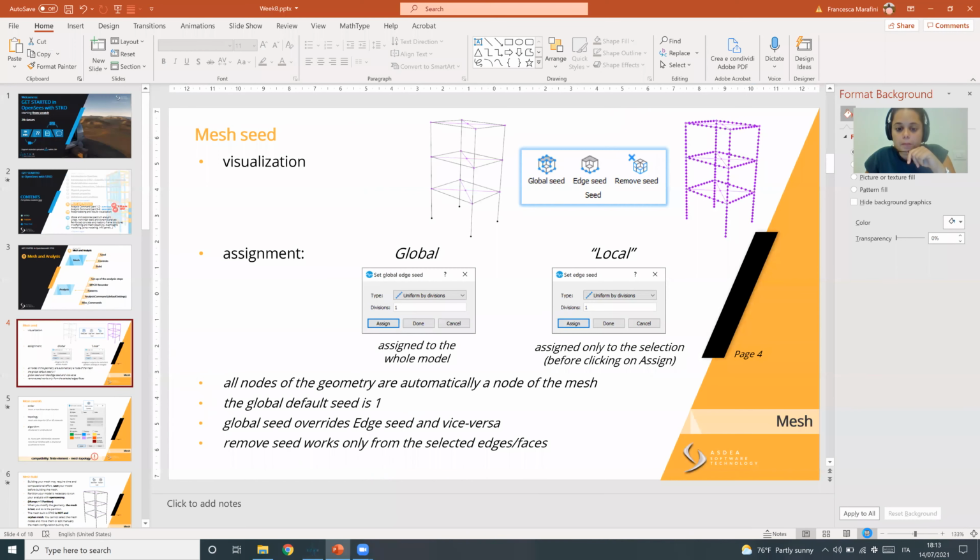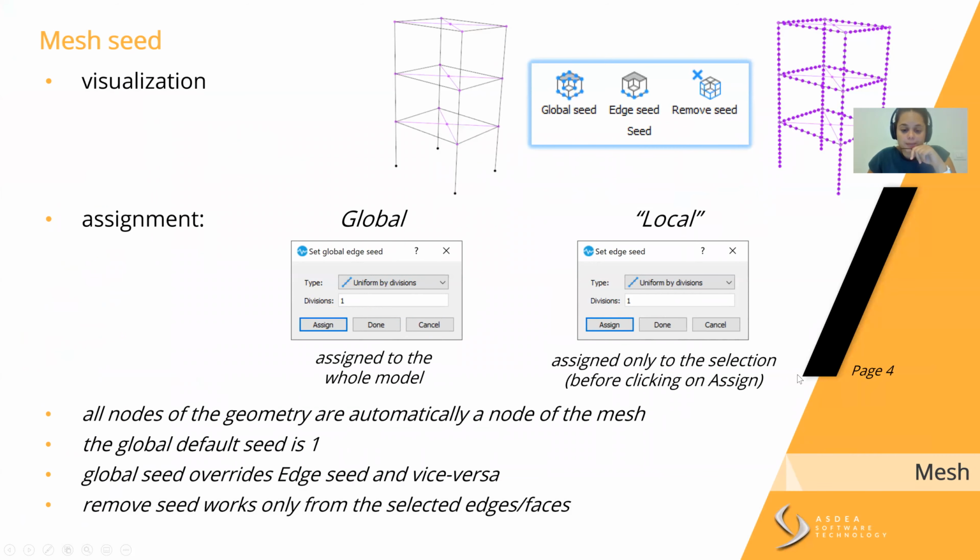So all nodes of the geometry become automatically a node of the mesh. I'm sure this is a very consolidated concept, but just to show you, if this is the first time I'm meshing this model, when I click on this global seed, all of the nodes will be already a node of the mesh, so will be already highlighted in pink. The global default seed applied to all is one, of course.